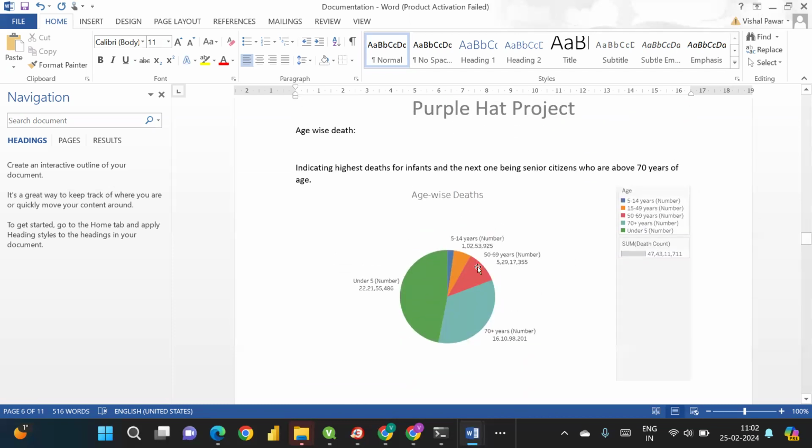We have also looked at the highest number of deaths due to congenital diseases. As we have found, children under 5 are the highest victims of this, and people above 70 years are the second highest, but those in the middle are not affected much. So let's dive into the under 5 age group.